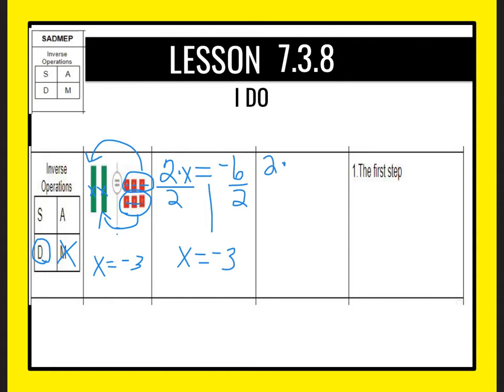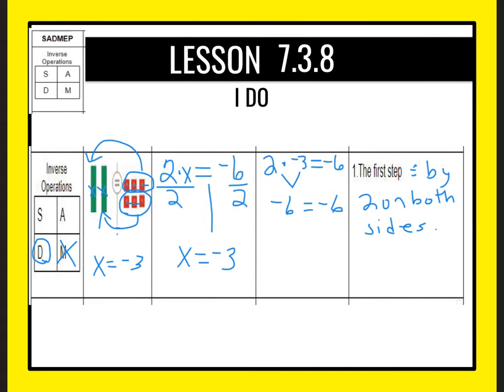If I check my 2 times -3, I should get -6. And when I multiply that, I do. I have 2 groups of -3, so that means -6 equals -6. So the step that I had to take was to divide by 2 on both sides in order to figure out what 1x was equal to.